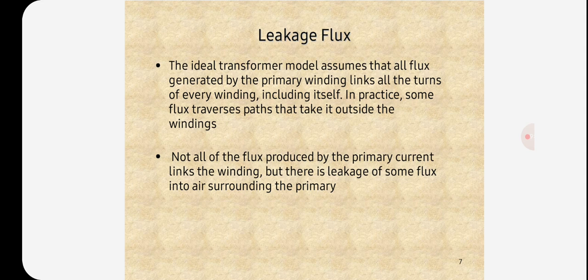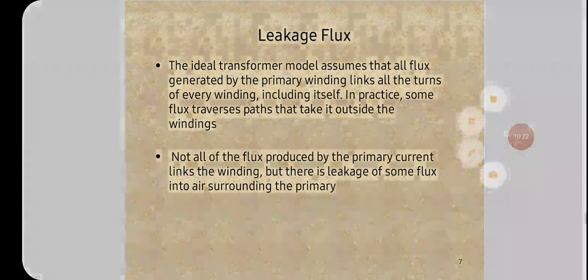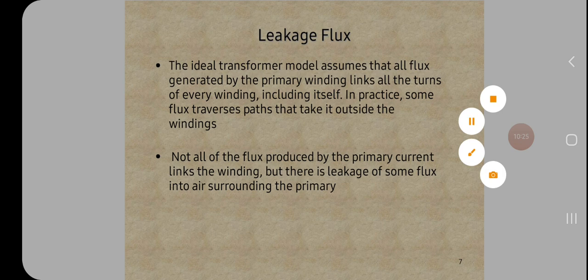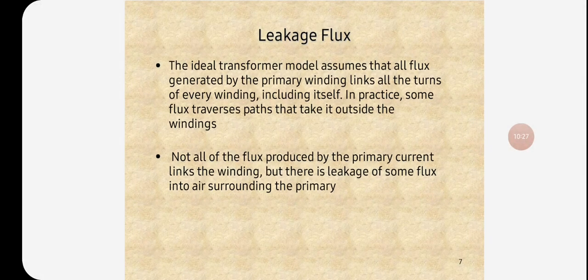So in leakage flux, the ideal transformer model assumes that all flux generated by the primary winding links all the turns of every winding, including itself. In practice, some flux traverses paths that take it outside the windings. So not all of the flux produced by the primary current links the winding, but there is leakage of some flux into the air surrounding the primary.